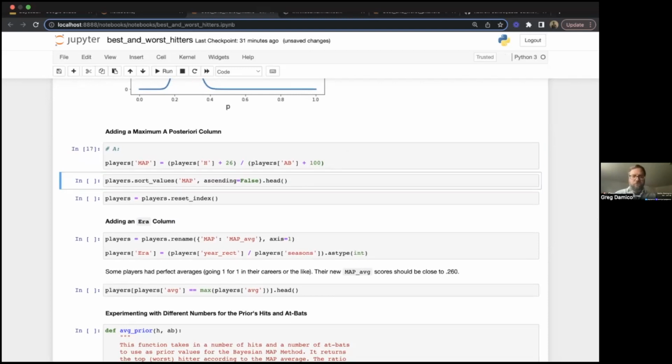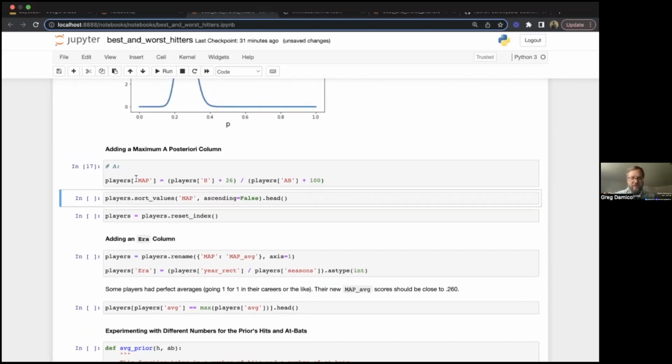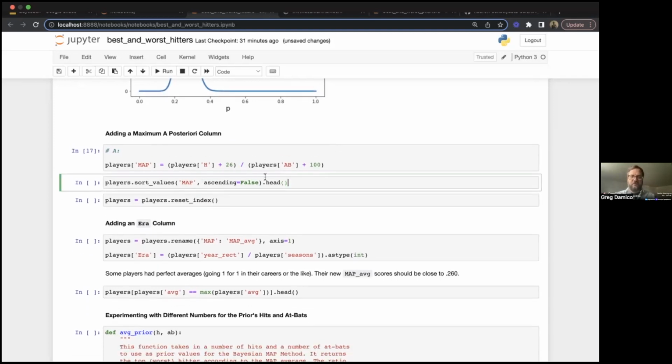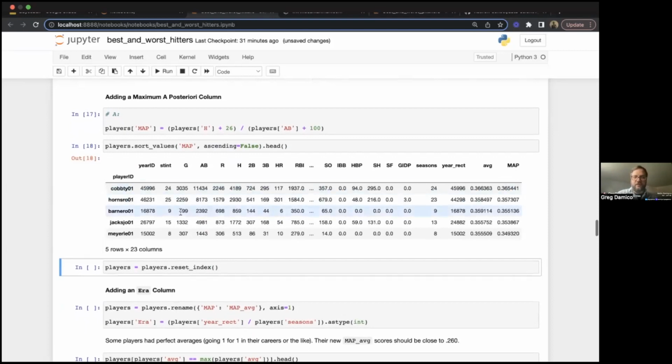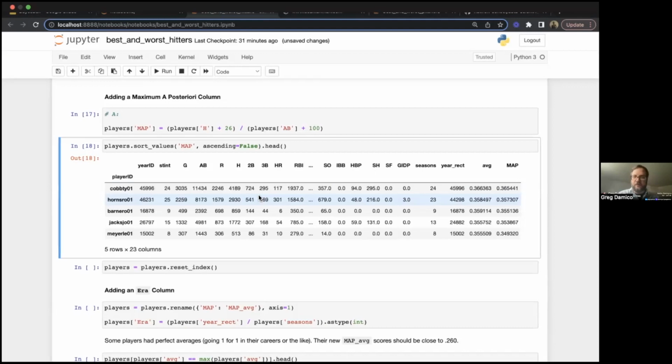Okay. So just like that, I've added this column to our data set here. And so now I'm going to sort these values. Notice that when I run this sort values function here, I have a choice about whether to sort them in ascending order or descending order. So if I'm saying ascending equals false, then I should get the best players at the top of this list. And if you know much about baseball, then you're probably not surprised to see Ty Cobb appearing at the very top of the list.